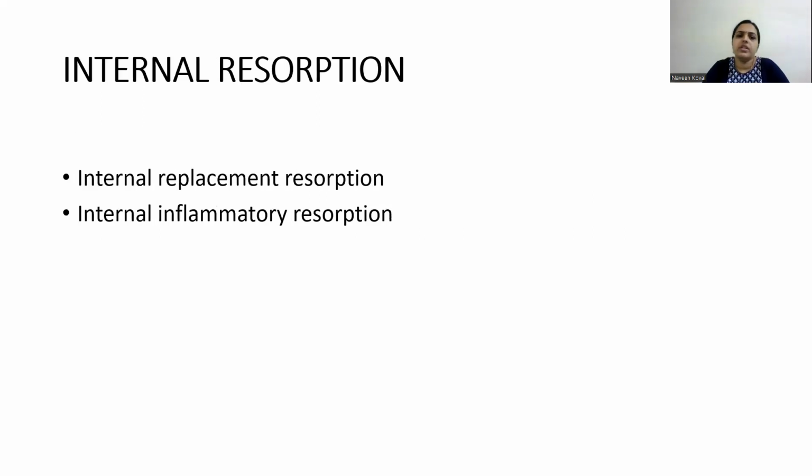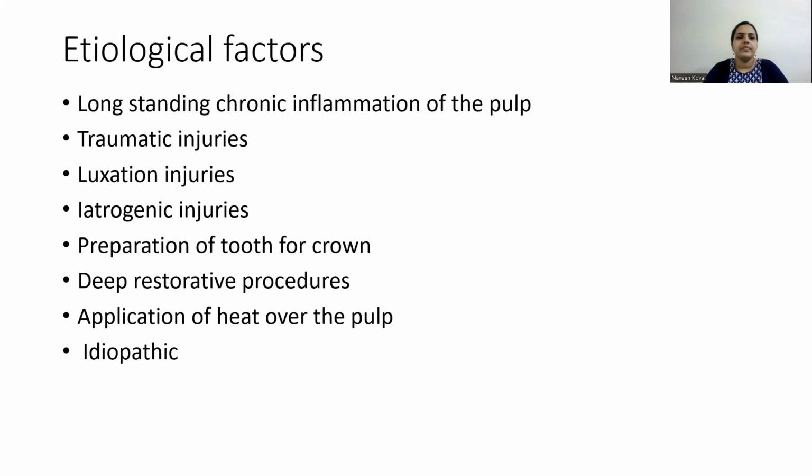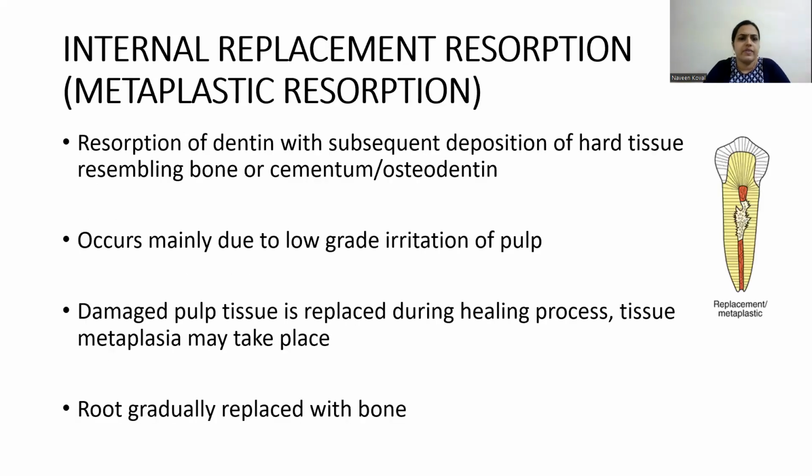Then internal resorption can be again divided into replacement resorption and internal inflammatory resorption. Replacement is actually rare when compared to inflammatory. Inflammatory is the most commonly seen kind of internal resorption. Now, there are various etiological factors for internal resorption, like traumatic injury, long-standing chronic inflammation of pulp, luxation injury, iatrogenic injury, then crown preparation, deep restorative procedures, the application of heat over pulp. Basically, it is pulpal irritation. And there can be idiopathic causes as well.